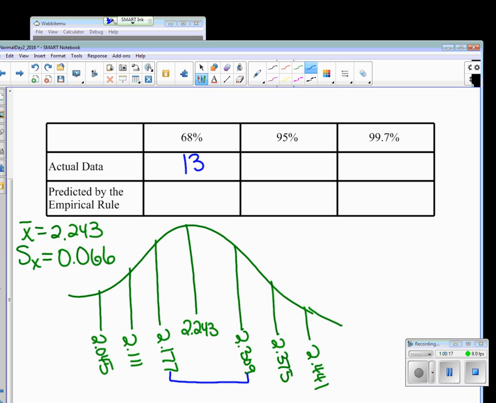And then I would keep going. The next group, so it's going to be more than 13. Would you agree? Now we're going to the next range, between 2.11 and 2.375. We're going to count how many values are here. Between here and here is 95%. How many are in that range? So you need to do some counting.